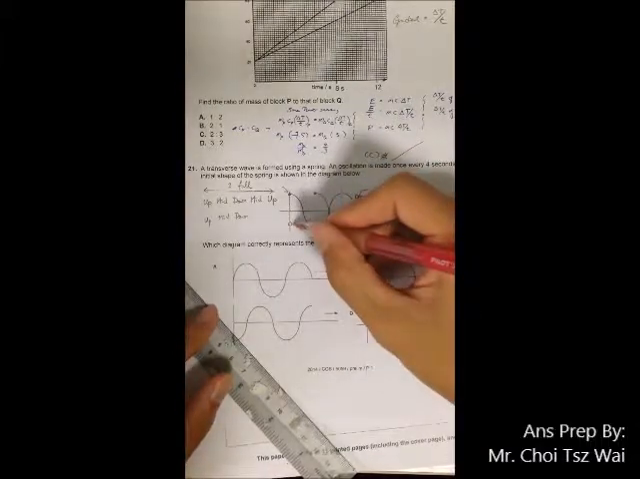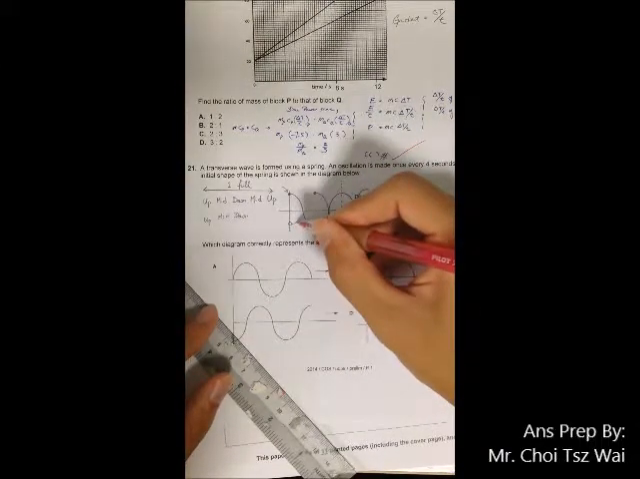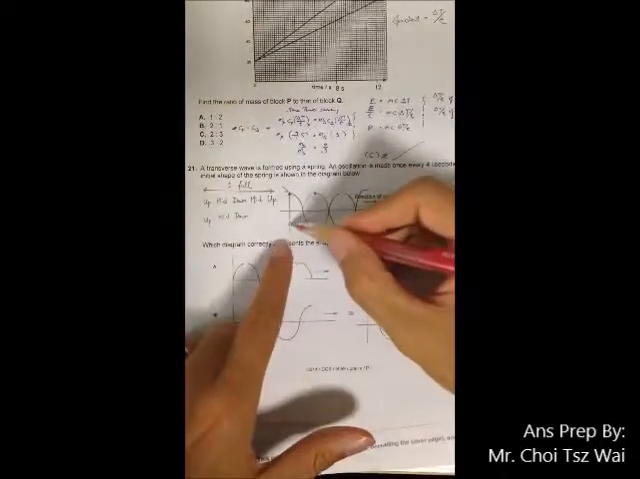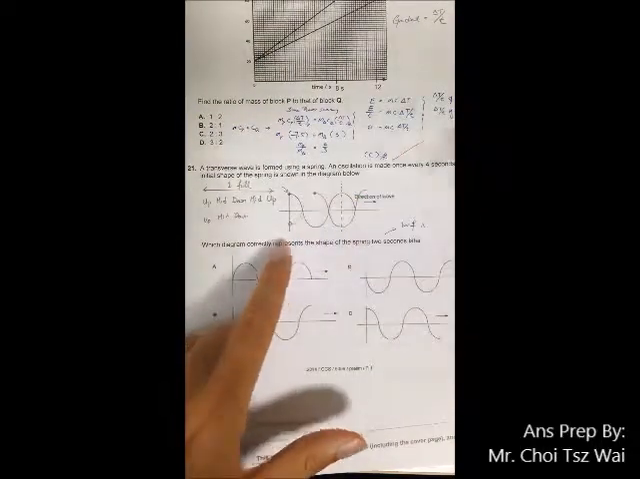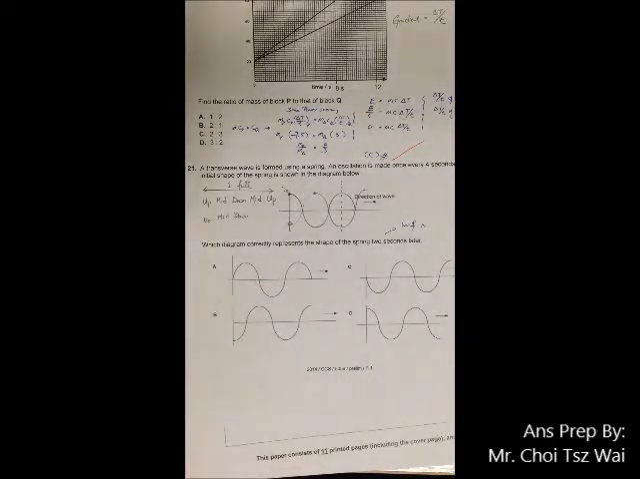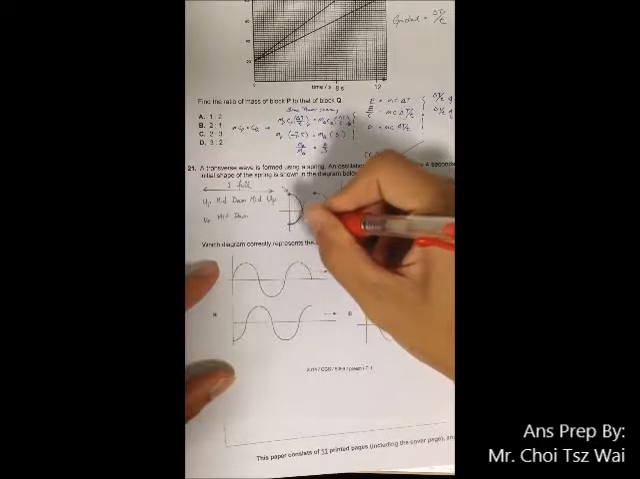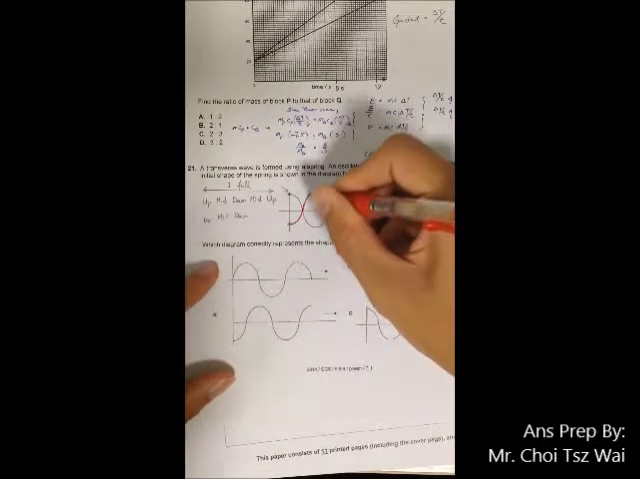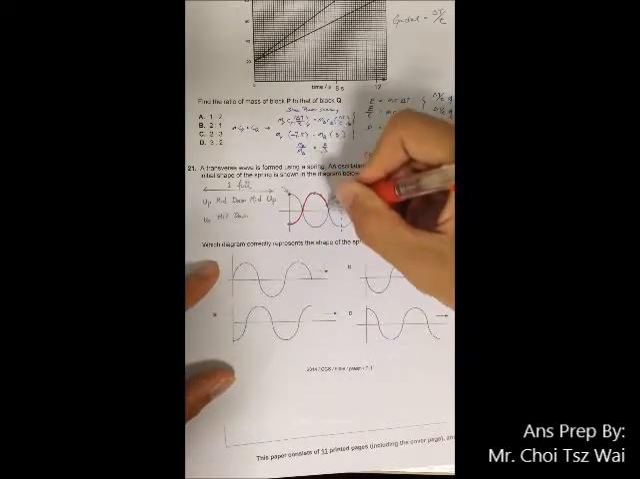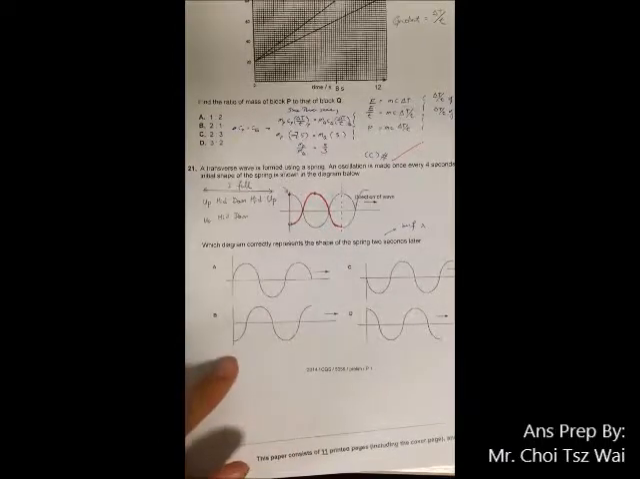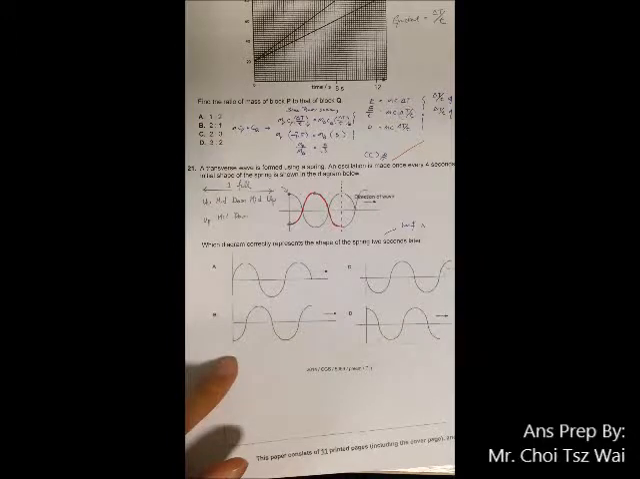So if you draw this line and you link up with all the rest, you will see that the wave actually looks like this. Let me use a red pen, so it will look like this. So something that looks like B. Okay, so that is how you deduce the answer.